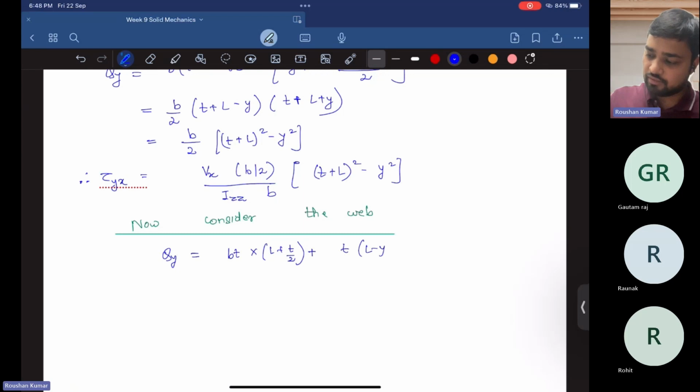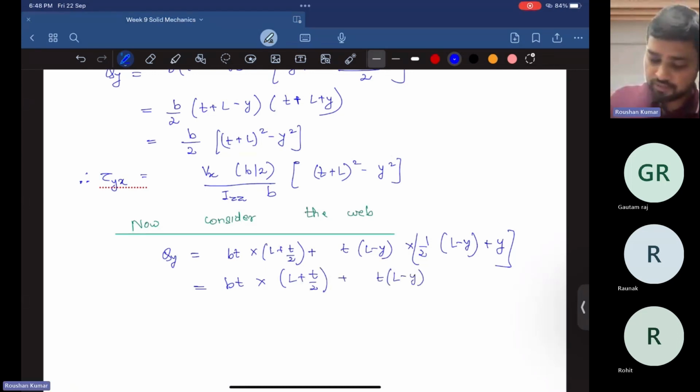Now the distance of the centroid of this cross section from the neutral axis is given by half of (l minus y) plus y. Okay, and if we calculate this, we find b times t times (l plus t by 2) plus t times (l minus y) times half of (l plus y).